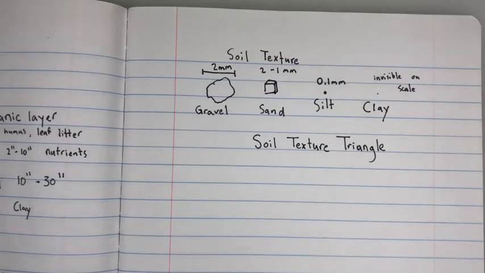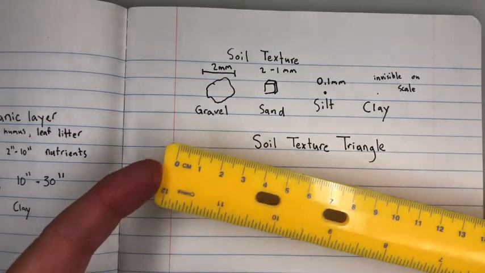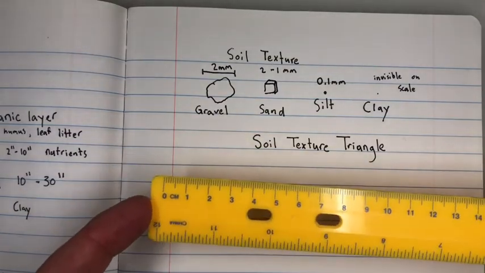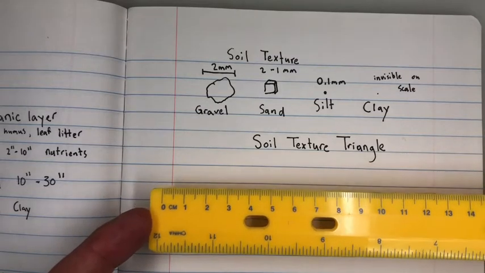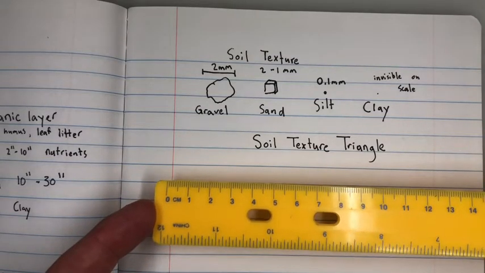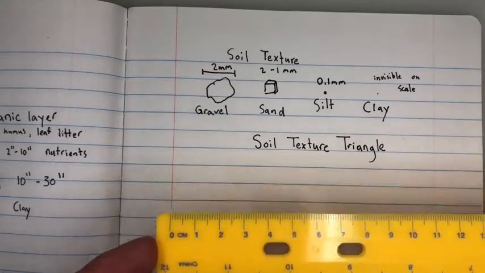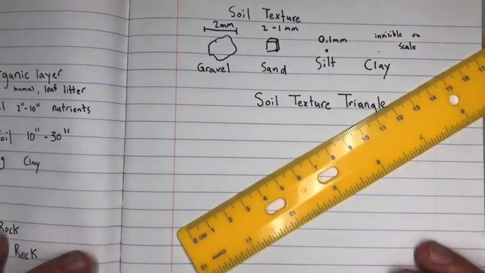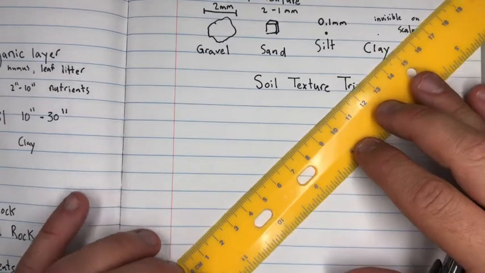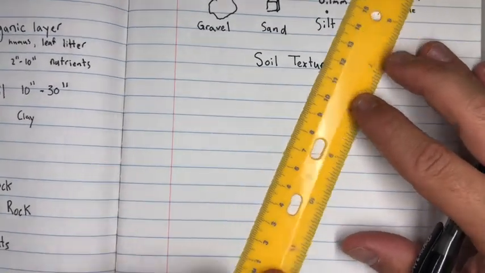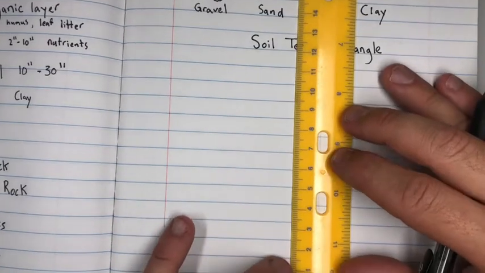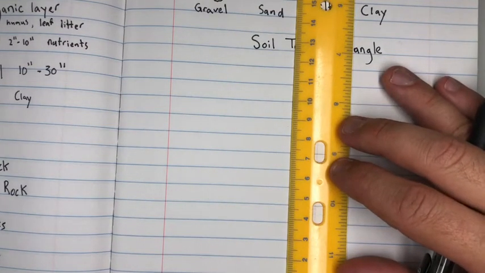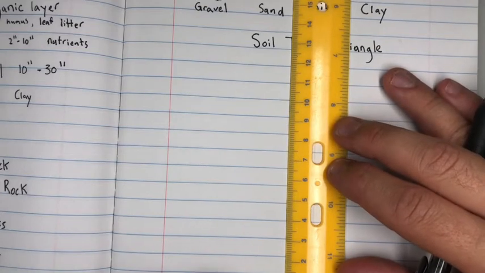Okay, it is soil texture triangle time. So now you need to use a ruler. I'm going to use the metric side of this ruler, and I'm going to go from 0 to 10 centimeters. I would like you to take your ruler, put it on your page, and see if you have enough space first, okay? In order to see that we have enough space, we should have at least 10 or 12, probably more like 12 centimeters of space.